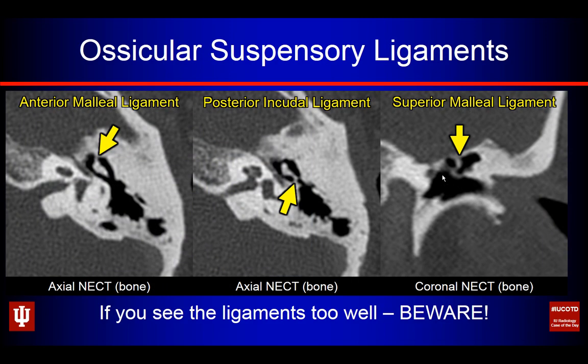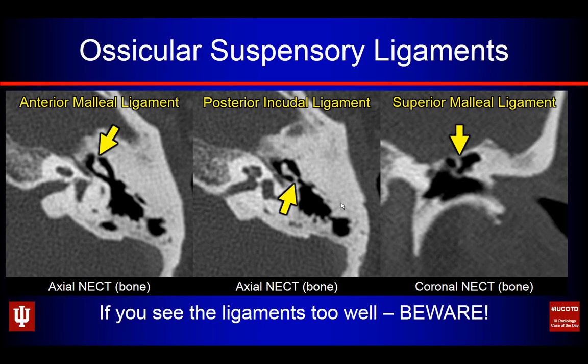Just another couple words on the ossicular suspensory ligaments. These should be almost imperceptible, just like I said the tympanic membrane should be. When you see them too well, particularly in a patient who has an underpneumatized and sclerotic mastoid like this, that's sort of keywords that they have chronic otomastoiditis, we're seeing these way too distinctly. So this anterior malleal ligament, this posterior incudal ligament, that's the medial slip of it, this superior malleal ligament above, those are way too dense. That's a patient who has tympanosclerosis.